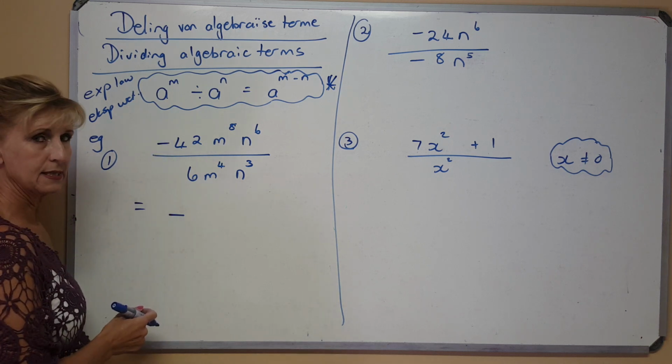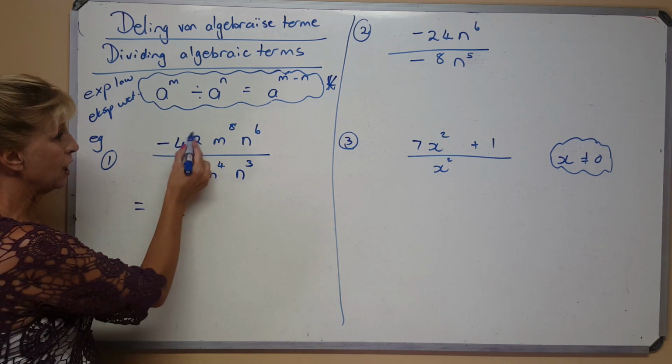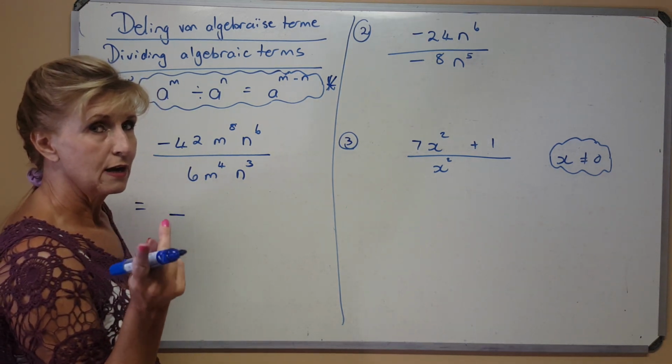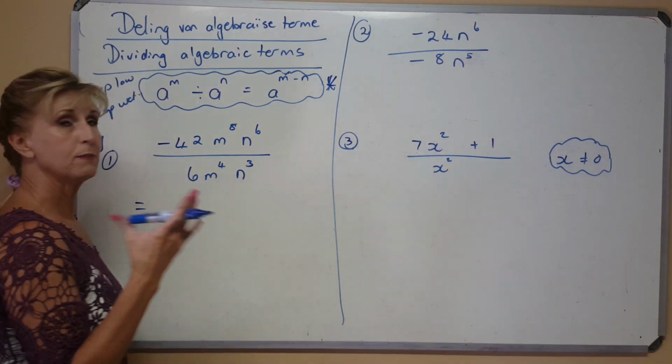Minus divided by a plus is a minus. 6 can go into 42, and if you don't know your multiplication timetables, sharpen up on that, but you have a calculator.